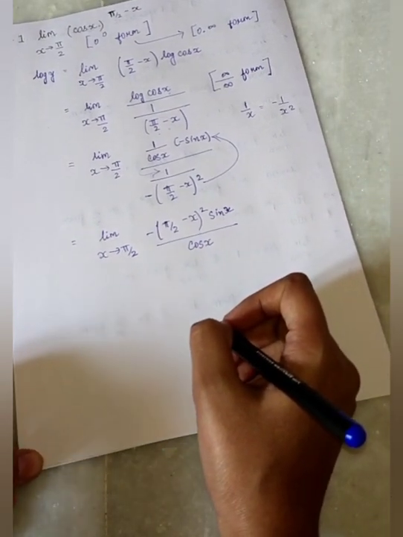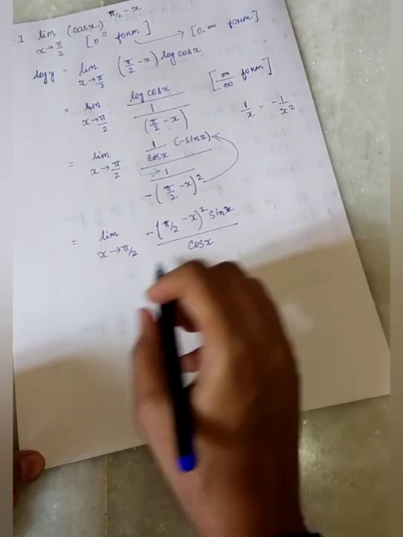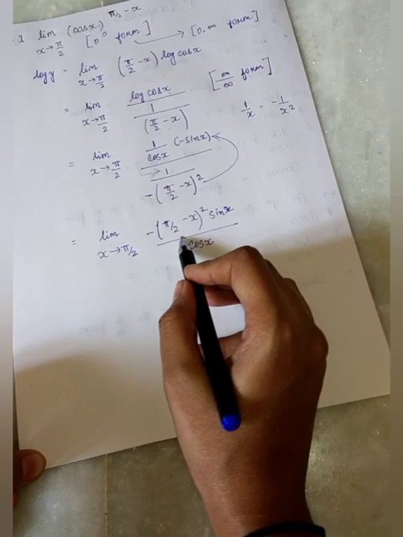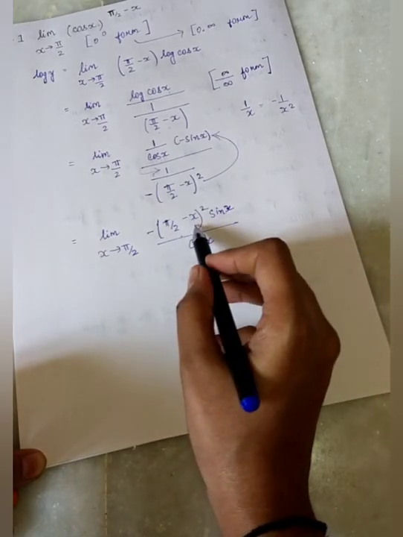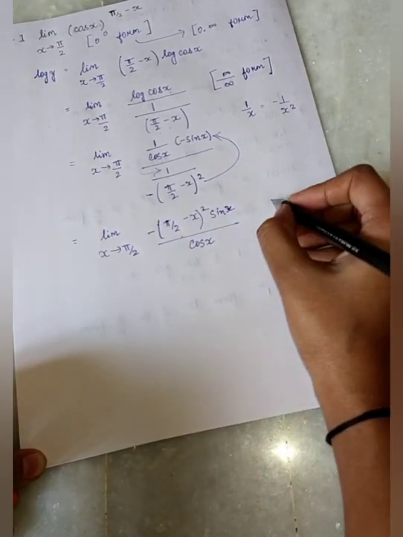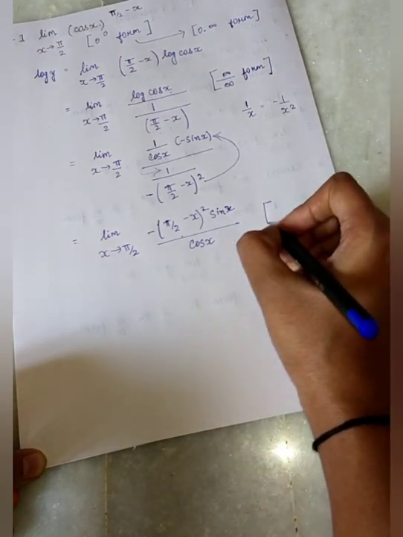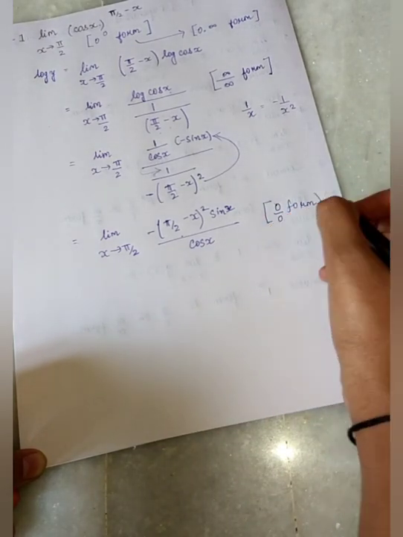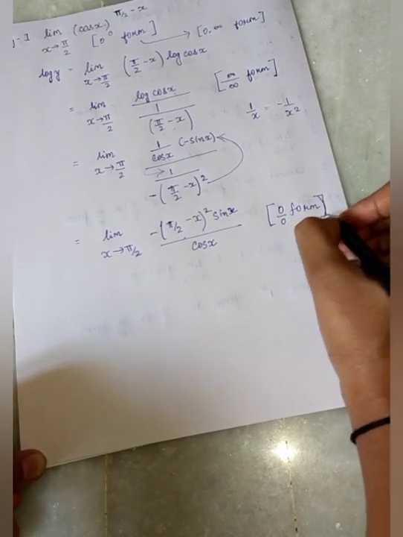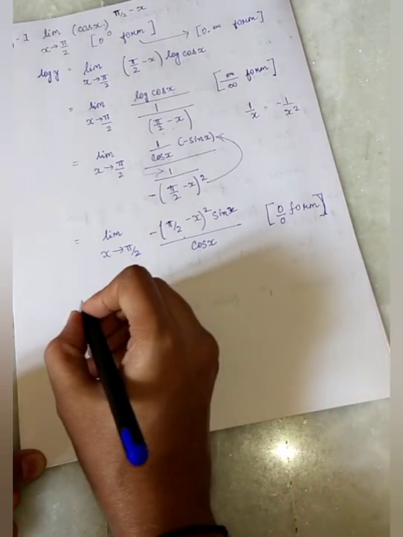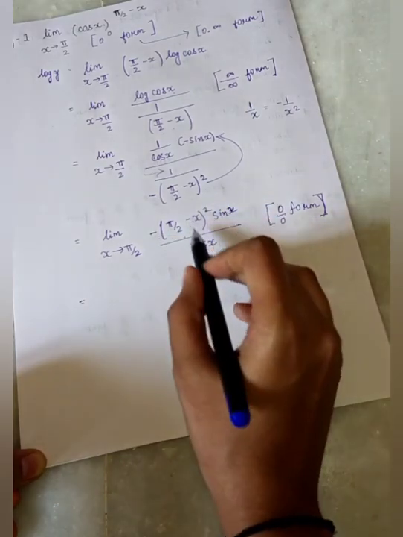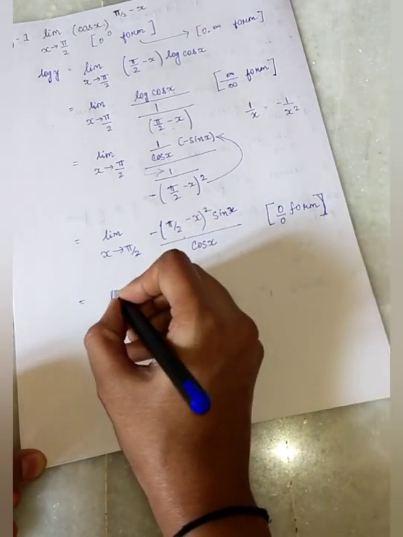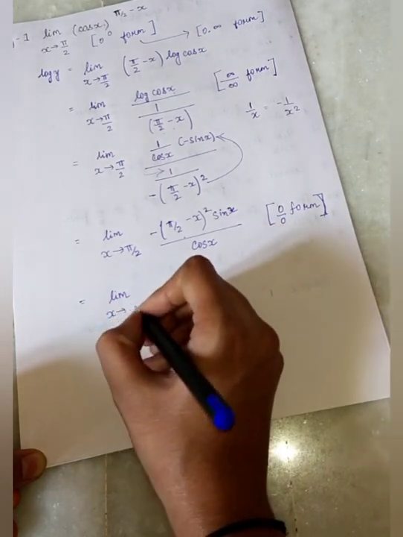Okay, so now if we substitute this limit into this equation, then we again get pi by 2 minus pi by 2, and then cos pi by 2 is 0, so we get 0 by 0 form. So we will again differentiate numerator part and denominator part. So we get limit x tends to pi by 2.